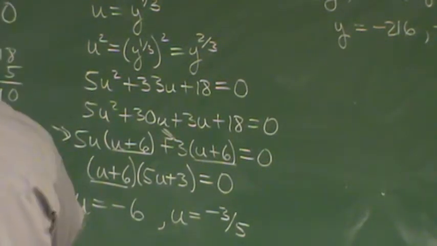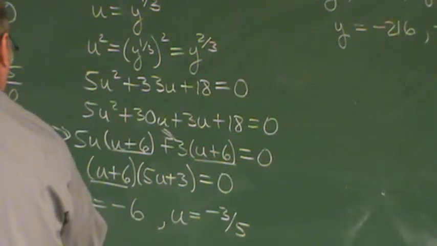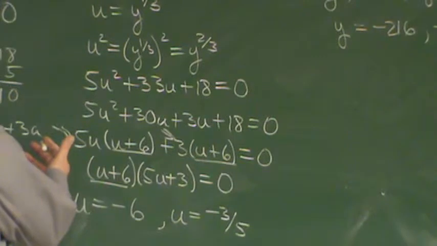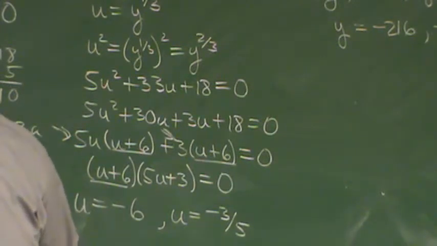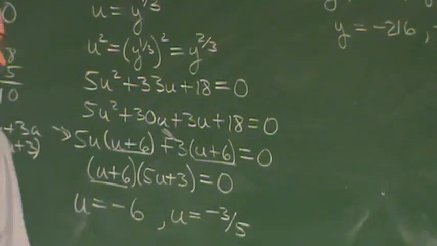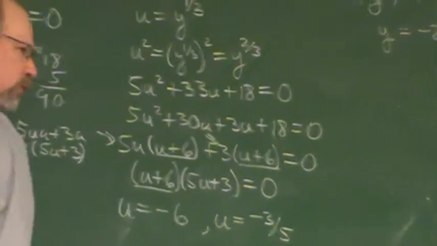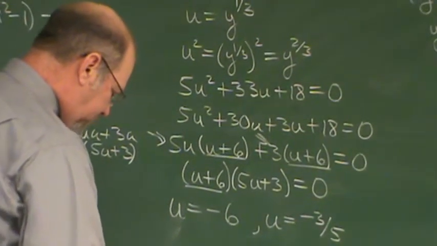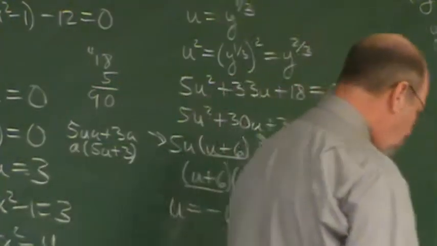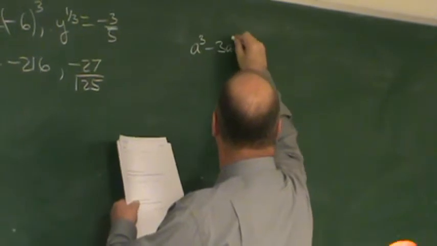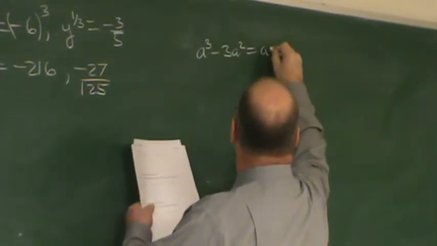This is like if you had 5ua plus 3a. What's the common factor here? A. A times what? 5u plus 3. So if your a is u plus 6. Okay? All right.